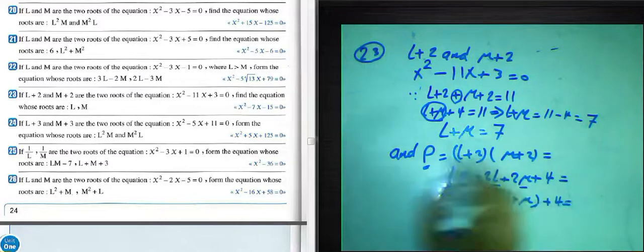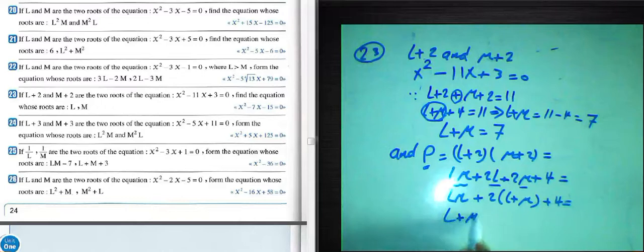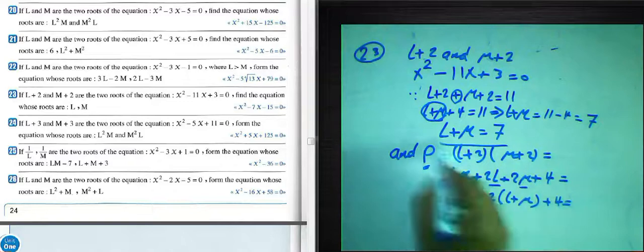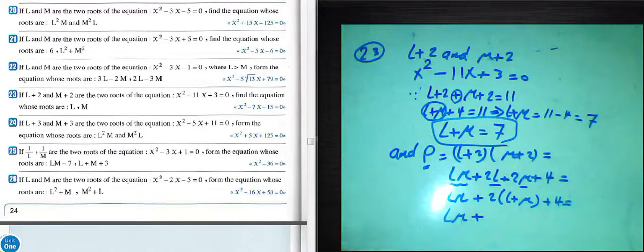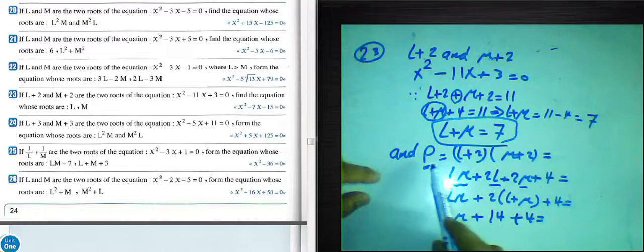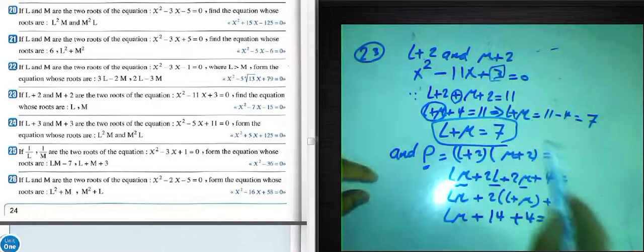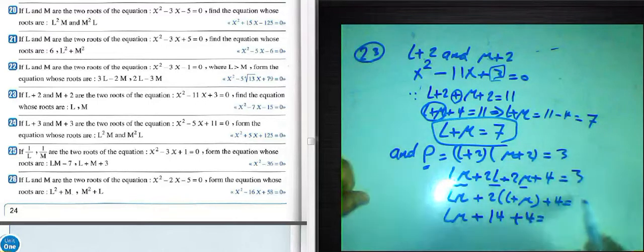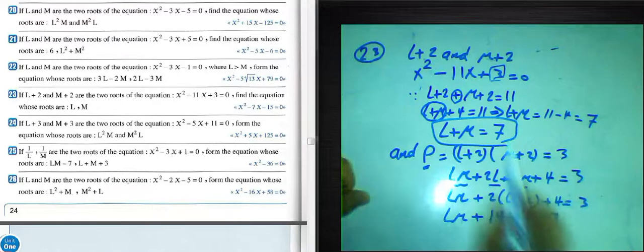But we don't know L multiply M, because they don't give us L multiply M, so we can find L multiply M from this equation. L plus M equals 7, so we can write 7 here, multiply 2 equals 14, plus 4 equals what? It was the product. Again, the product between them was 3. Okay, it was 3.